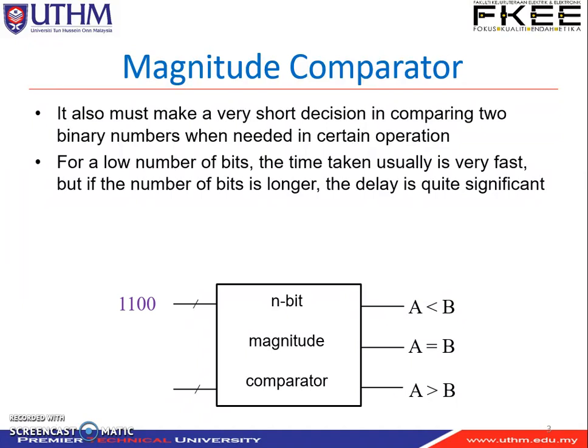In this example, I'm showing only 4 bits. For example, A is 1100 and B is 0010. If I compare these two, the answer will be A greater than B. Since it is a 4-bit number, the time taken will be shorter.